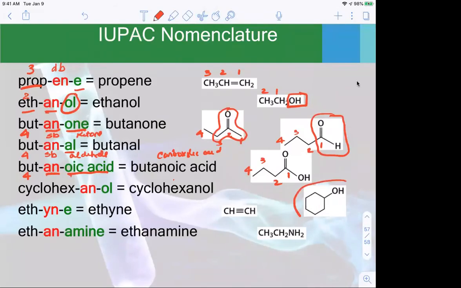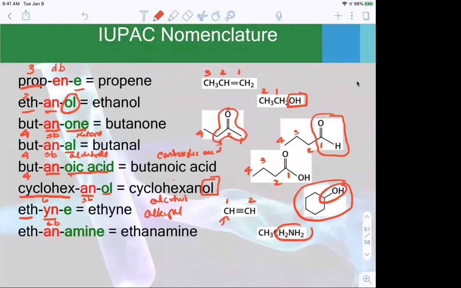Here I have a cyclic structure. Cyclohex is my cyclic structure with 6 carbons. They're all single bonds. And this is my alcohol, which is right there. This guy gets eth because it has 2 carbons. This is because it has a triple bond, and this would be an alkyne. So a 2 carbon alkyne is ethyne.